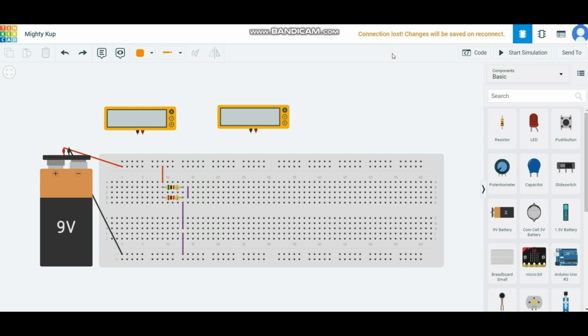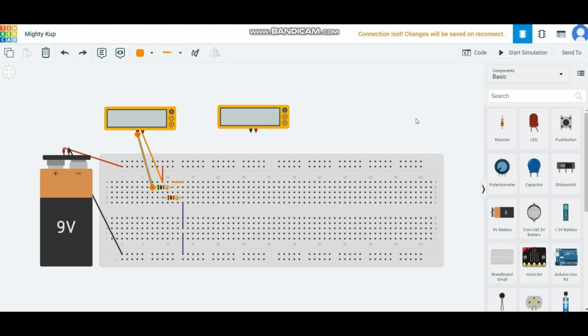Now I'm going to show you how to measure the current across R1 and R2 in the parallel circuit. To measure the current across R1, we need to take out the first leg of resistor 1. Then we start the simulation, and for the value of current across resistor 1, we get 17.9 milliampere.